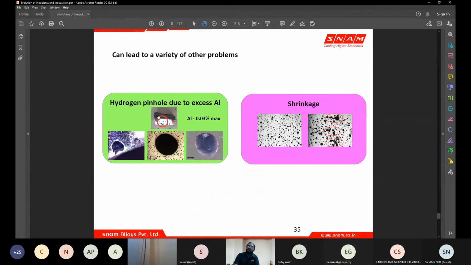And all your inoculants will contain or may contain aluminum, because aluminum takes part in the nuclei formation or the substrate formation in the nucleation phenomena. As we know, when aluminum increases, we start getting pinholes in the casting because of aluminum's high affinity towards hydrogen. So an increase in inoculation can increase the aluminum content in the liquid metal and give pinhole defects during solidification. And excessive graphite precipitation.